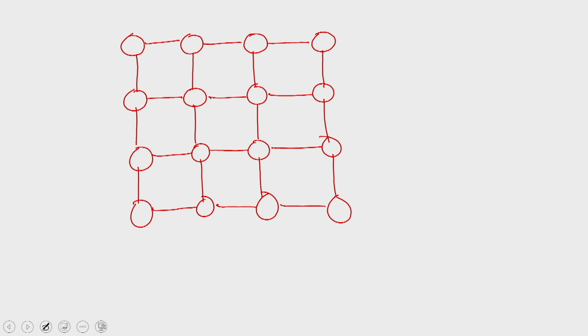So, here you find that there are three kinds of nodes. There are the interior nodes. These are the interior nodes. The interior nodes have 4 edges, 2 horizontal edges going out of it and 2 vertical edges going out of it. So, interior edges have a degree of 4.